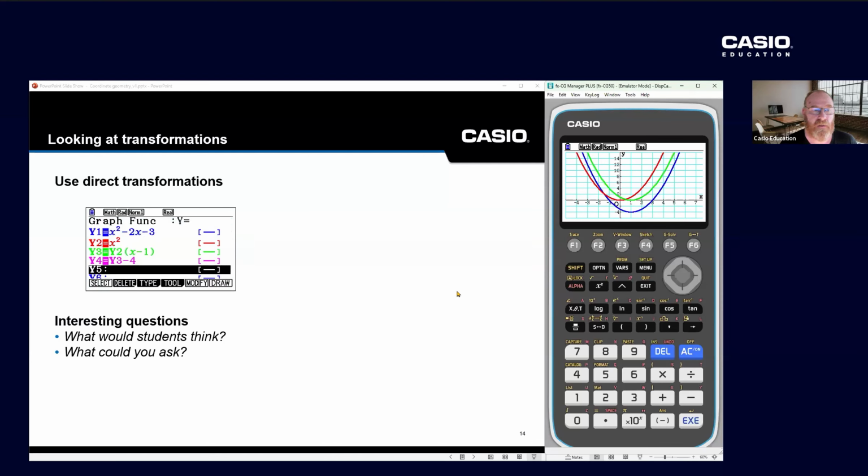You can do further transformations as well if you like. So you can do af(x), f(ax), negative f(x), f(negative x), f(x subtract a), and f(x plus a). You can do all the transformations that you would expect to be able to do.